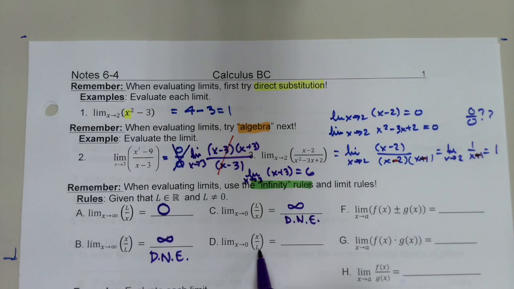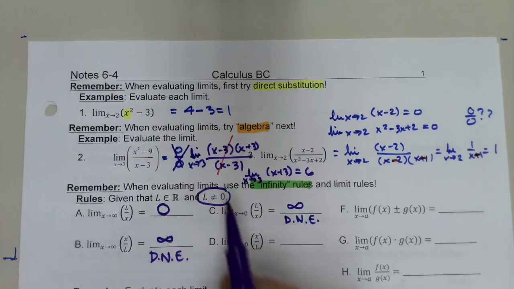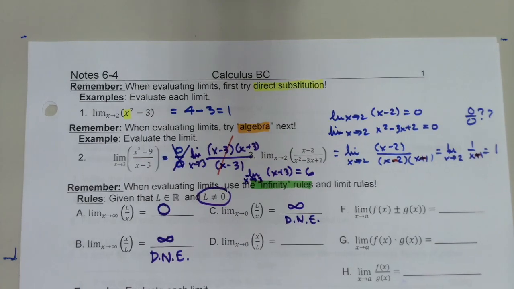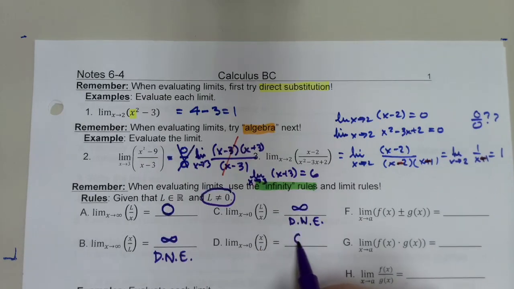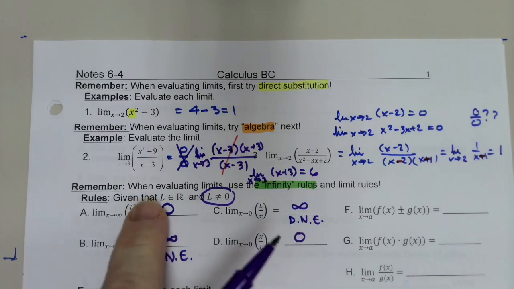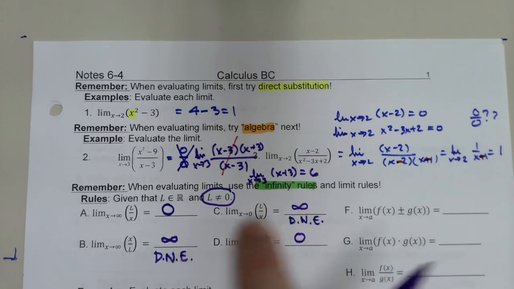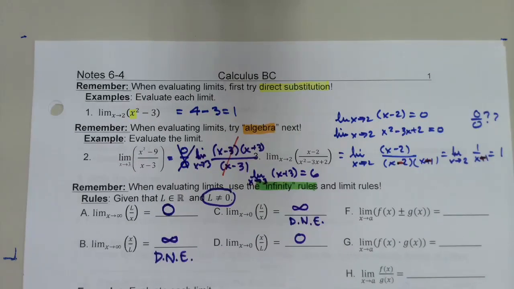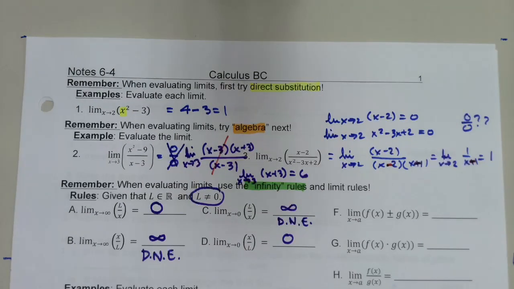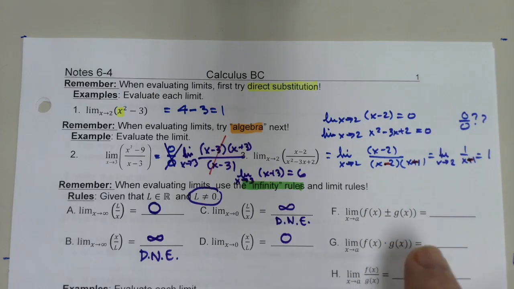This number down here, again, as long as that's not 0, this is going to approach 0. Okay? So these two cases, we have a definite value that we're going to get. These two cases will be undefined because our limit is going to infinity. Okay? Let's also take a look at a couple rules concerning how we evaluate limits.